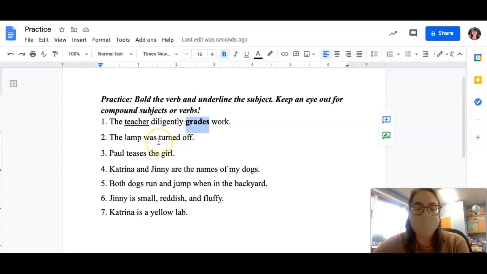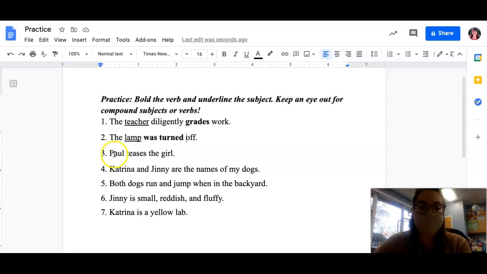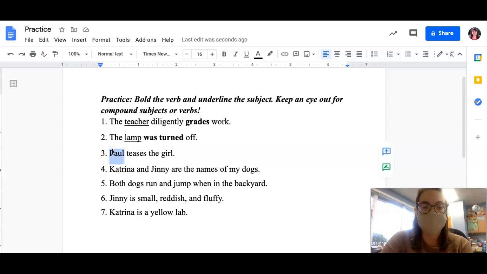All right, number two, the lamp was turned off. So again, I want to know who or what is my sentence about, who or what is performing the action. In this case, my sentence is about this lamp. So that is going to be my subject, the noun lamp. Okay, and in this case, something is being done to the lamp. It was turned off. Okay. All right, number three, Paul teases the girl. So again, who or what is the sentence about, who or what is performing the action. In this case, my sentence has the action of Paul. He is performing the action of teasing. All right, so Paul teases will be my subject and my verb.